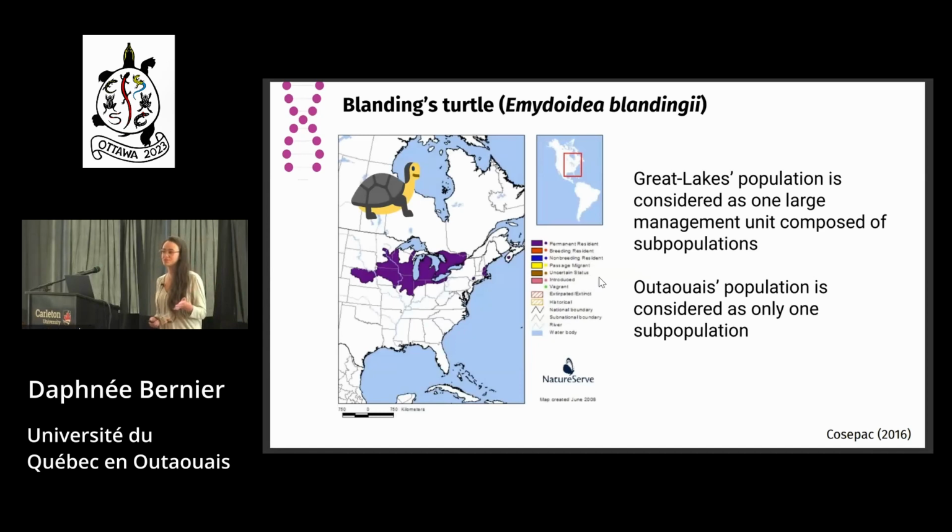For my specific research, I studied the Blanding's turtle, which is a semi-aquatic North American turtle that is found mostly in the US, but also in Ontario, Quebec, and Nova Scotia. The Great Lakes population is considered as one large management unit with subpopulations. And the Quebec population, the Outaouais, is considered as only one subpopulation. But it's important to note that there hasn't been any genetic study in this subpopulation before.